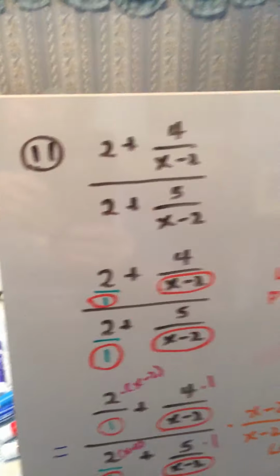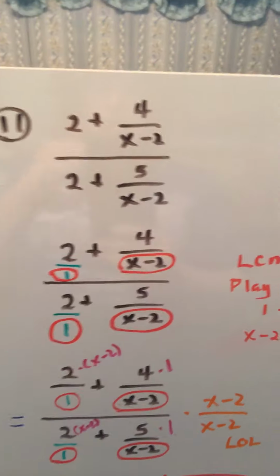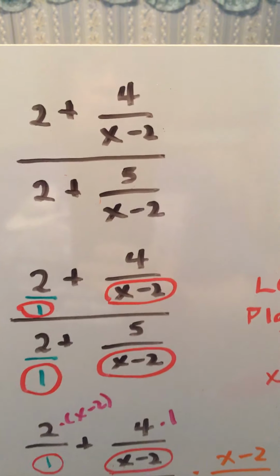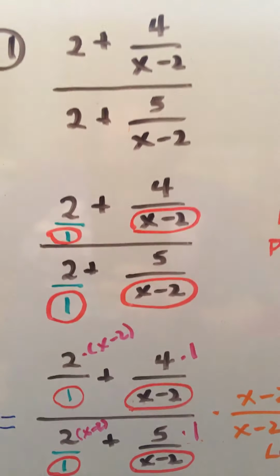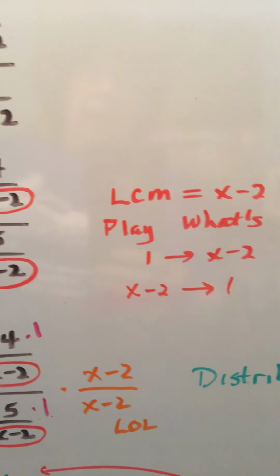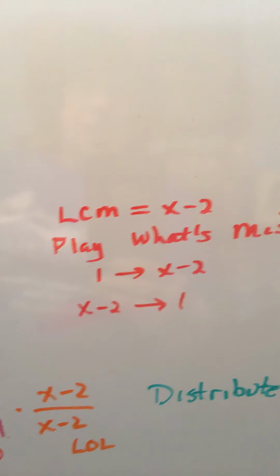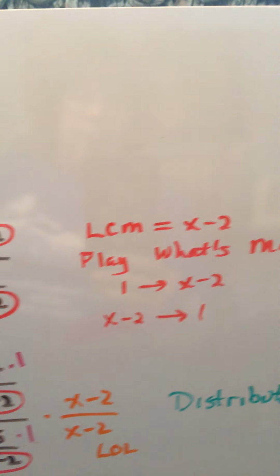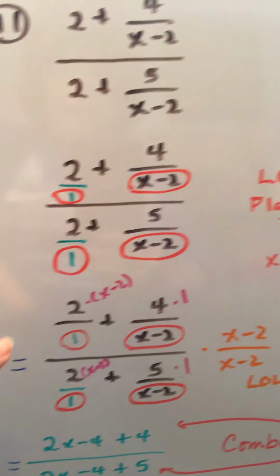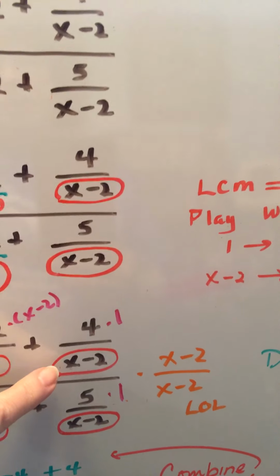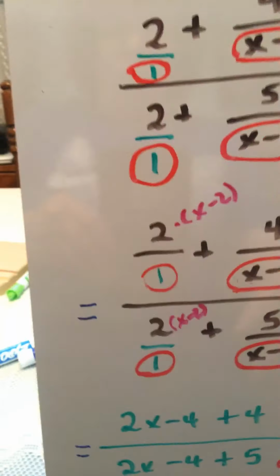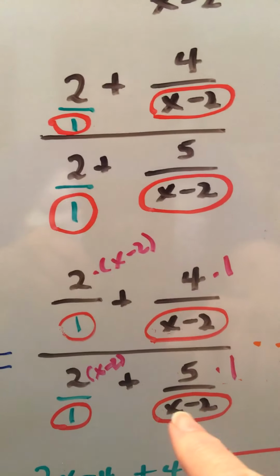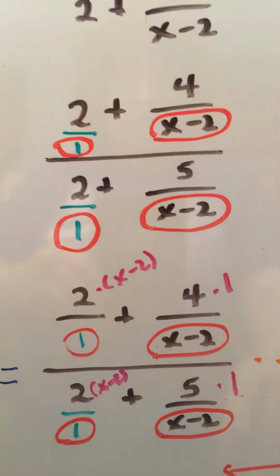The last example, problem 11. So here's problem 11. Wow, notice we don't have to do anything with the factoring. We just have to put in the ones and the circles, and the common denominator is x minus 2. So we play what's missing. It's really easy. 1 needs x plus 2. x minus 2 needs 1. The 1 needs x minus 2, and the x minus 2 needs 1.